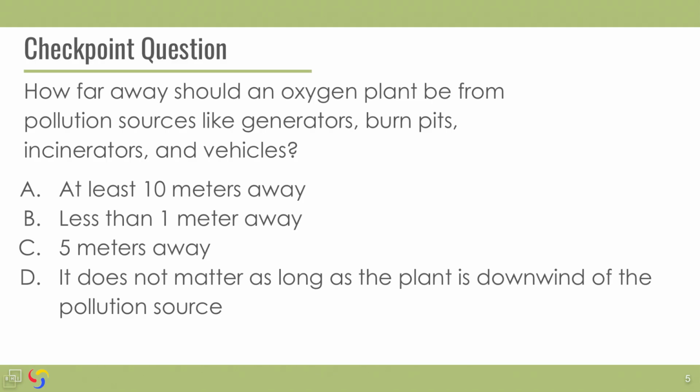Checkpoint. How far away should an oxygen plant be from pollution sources like generators, burn pits, incinerators, and vehicles? Is it A, at least 10 meters away, B, less than 1 meter away, C, 5 meters away, or D, it does not matter as long as the PSA plant is downwind of the pollution source? The correct answer is A, at least 10 meters away.